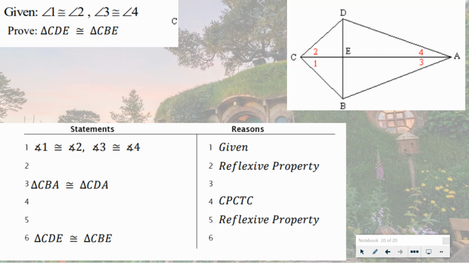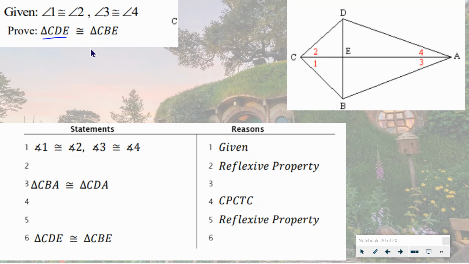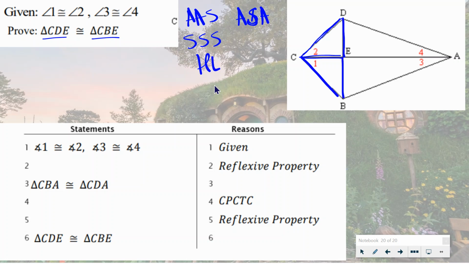All right, so here we are going to try to prove that triangle CDE is congruent to triangle CBE. So CDE is congruent to CBE. And we're going to use some of our triangle congruence theorems to prove that. So we have angle, angle, side; angle, side, angle; side, angle, side; side, side, side; and hypotenuse, leg. So we have those 5 tools for proving that triangles are congruent.